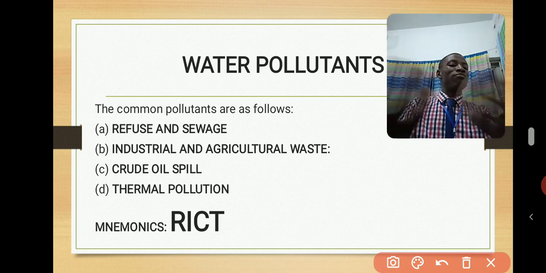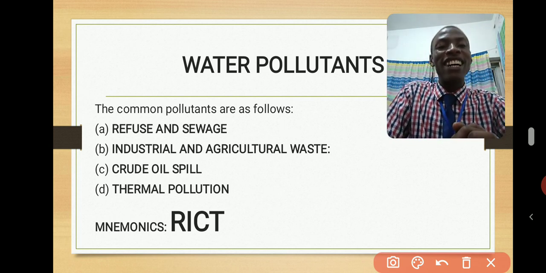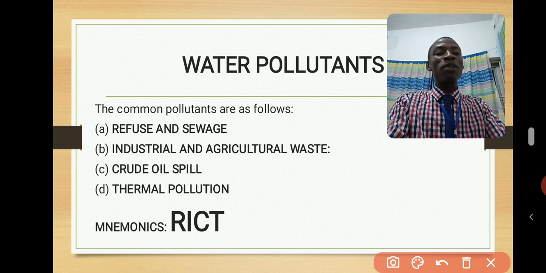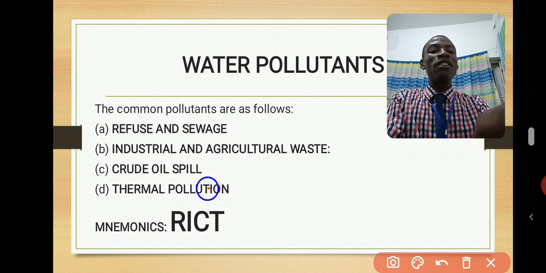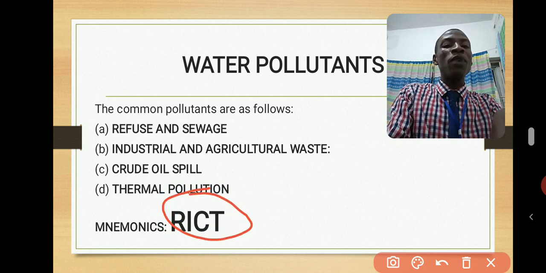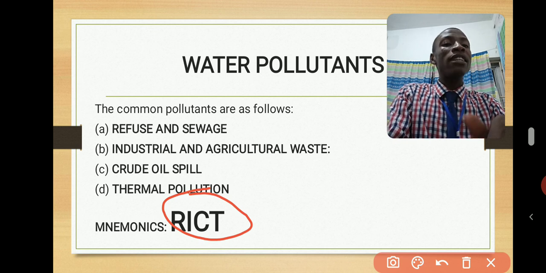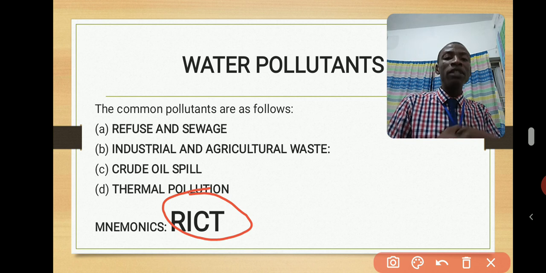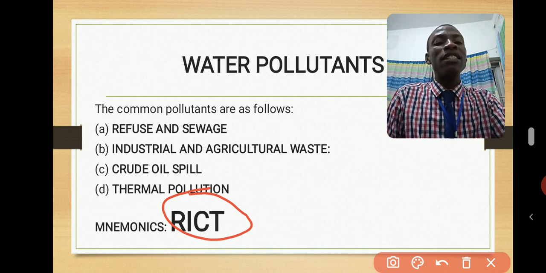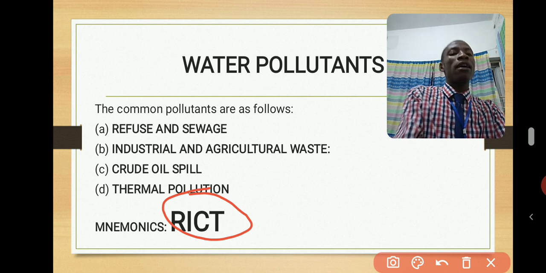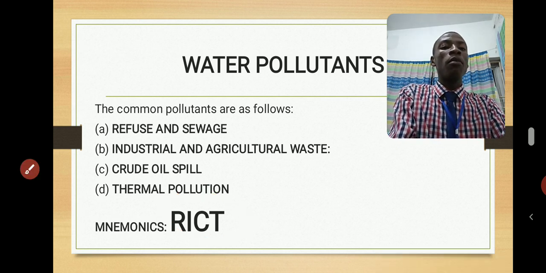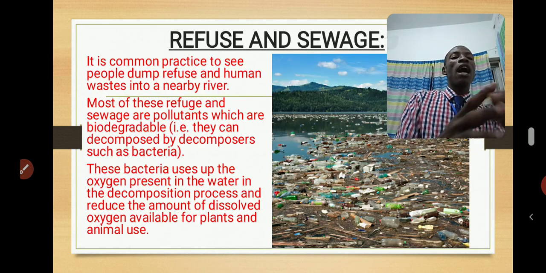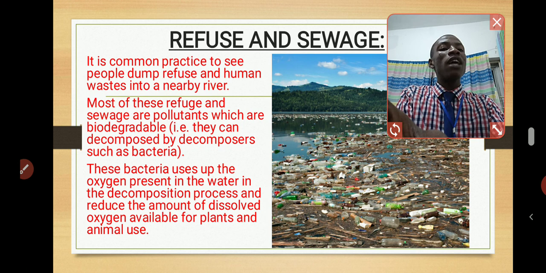So as our normal way, we have to use mnemonics to carry everything. You don't need to be cramming. So let's just call everything RICT, where R is refuse and sewage, where I is industrial and agricultural waste, where C is the crude oil spill, and the T that is there will be the thermal pollution. So let's consider the first one, refuse and sewage.